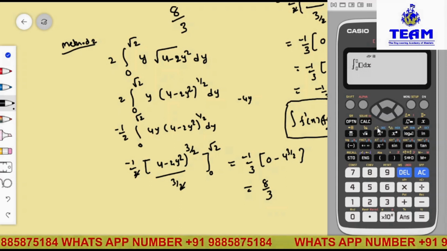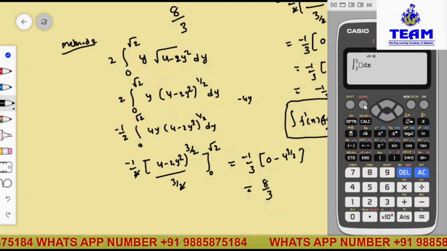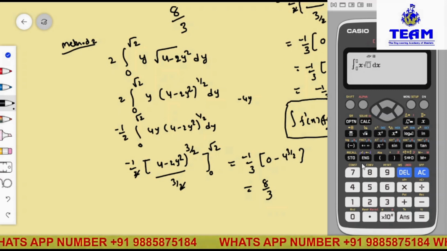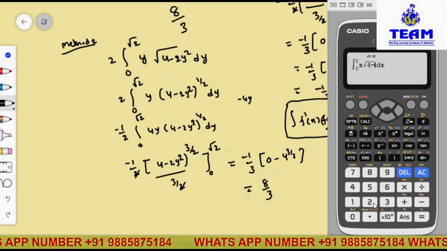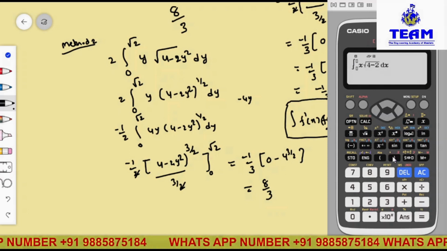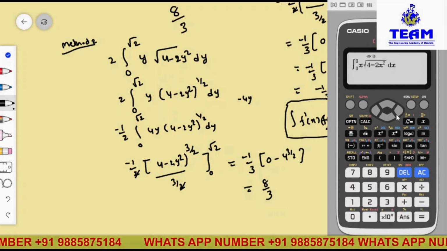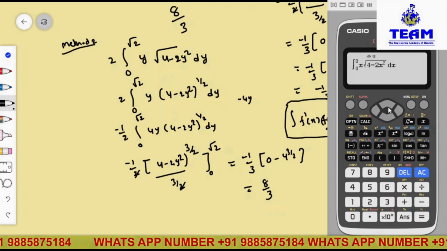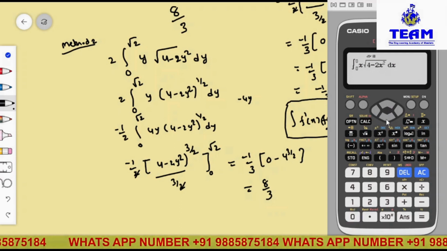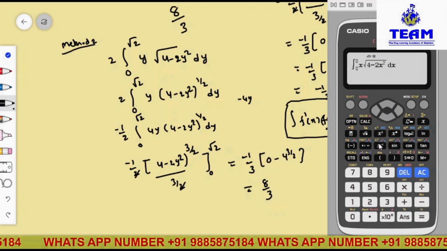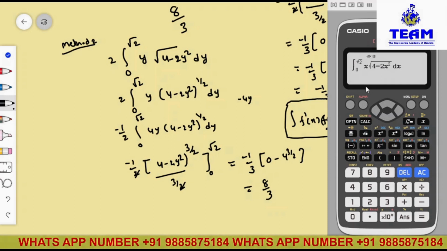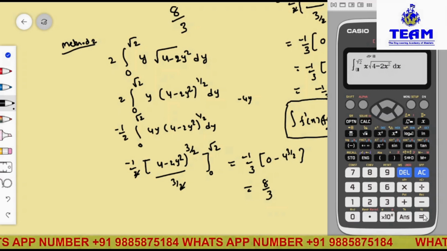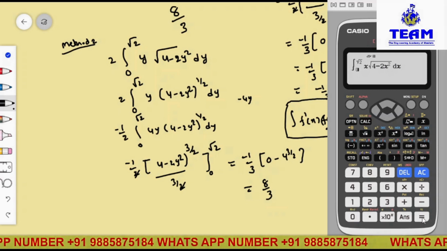Anyhow, you see the integral. Here I have x, then the square root of 4 minus 2 x square. Now the limits: the lower limit is 0 and the upper limit is root 2. Now you press the equal button, it will calculate and give us the solution.